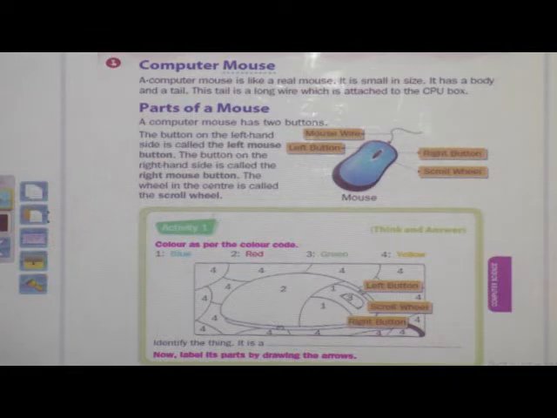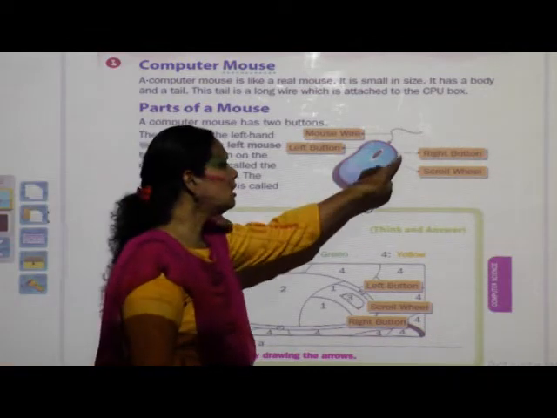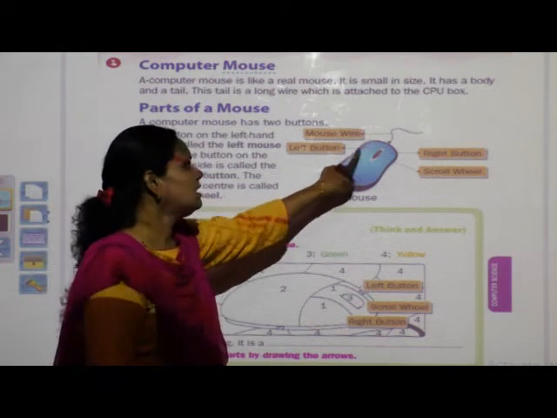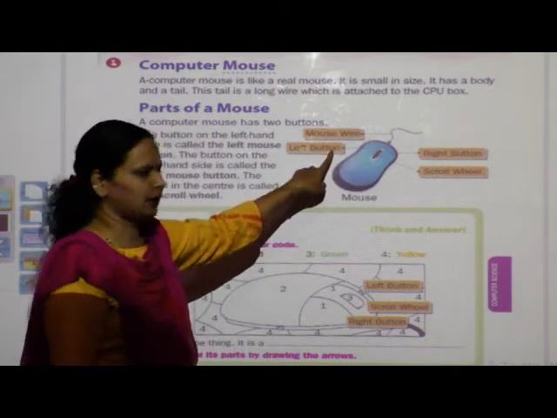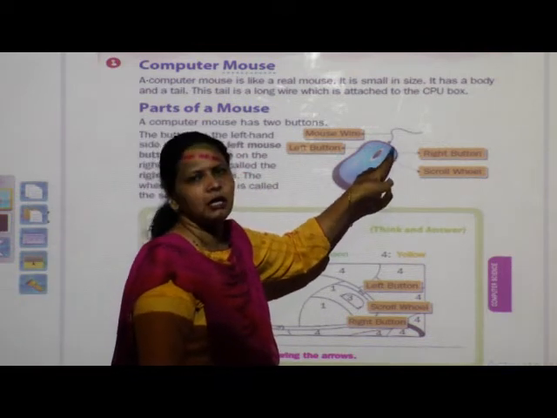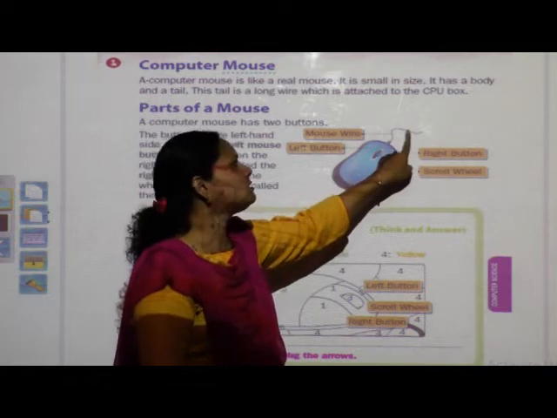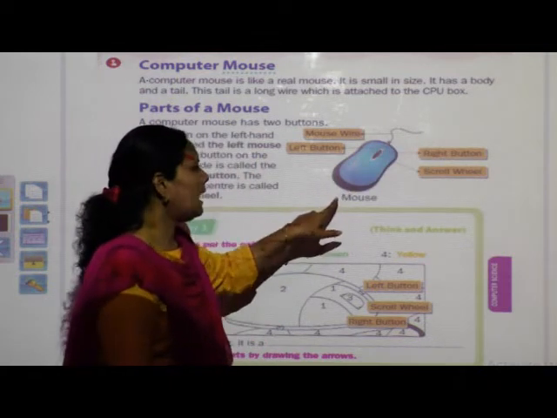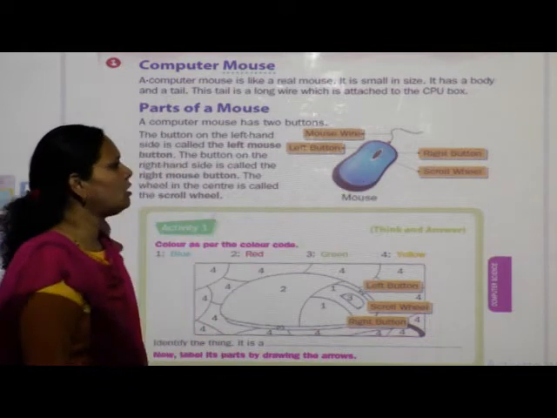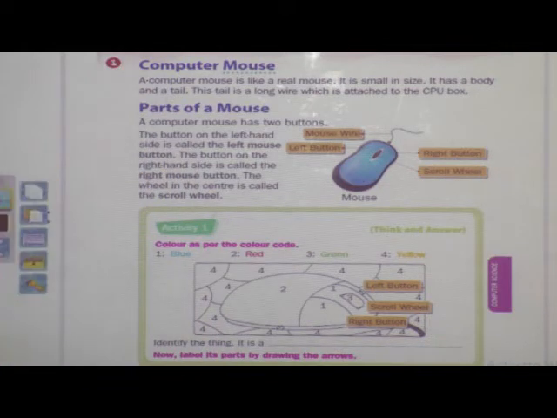So you can see here a mouse. The button which is on the left side is called the left button, and the button which is on the right side is called the right button. This is the mouse wire, and between them there is one scroll, that is called the scroll wheel.